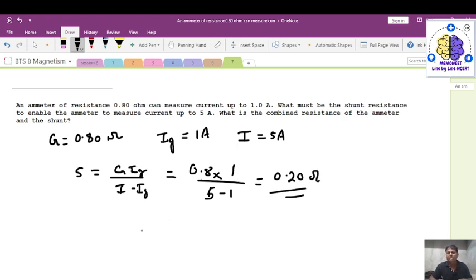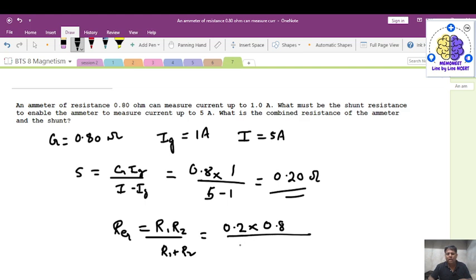Now they are asking the equivalent or combined resistance of the ammeter and the shunt. So R equivalent will be equal to R1 into R2 upon R1 plus R2. Let R1 be the shunt, so it will be 0.2 into R2. R2 will be the resistance of the galvanometer coil, that is 0.8, upon R1 plus R2, that is 0.2 plus 0.8. So this will give you R equivalent as 0.16 ohm. So the combined resistance is 0.16 ohm, right? This is how we have solved this numerical.